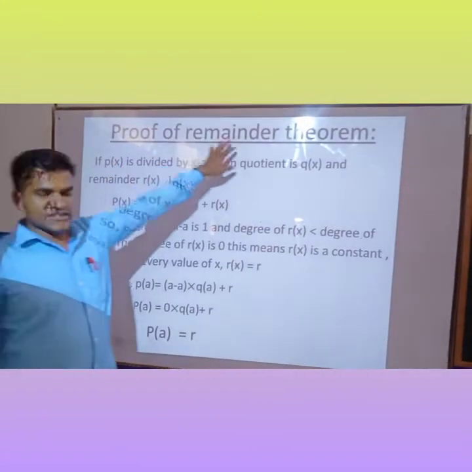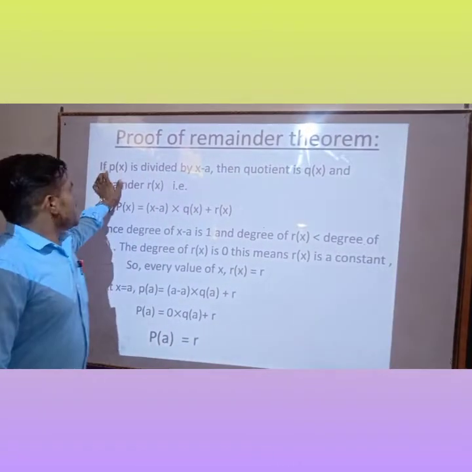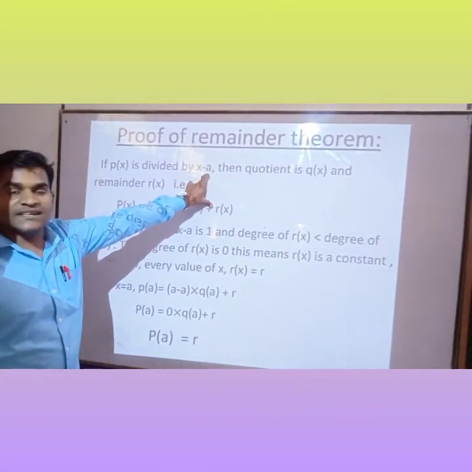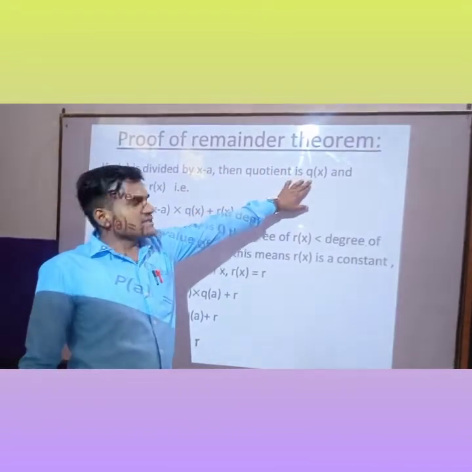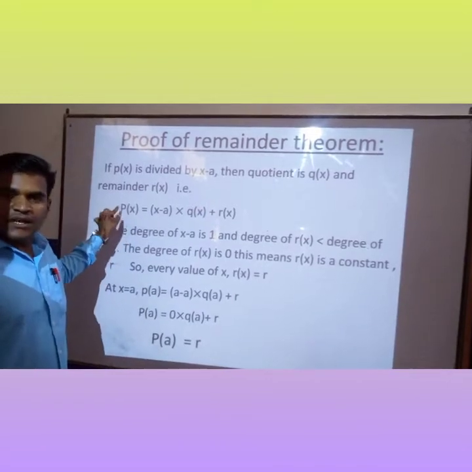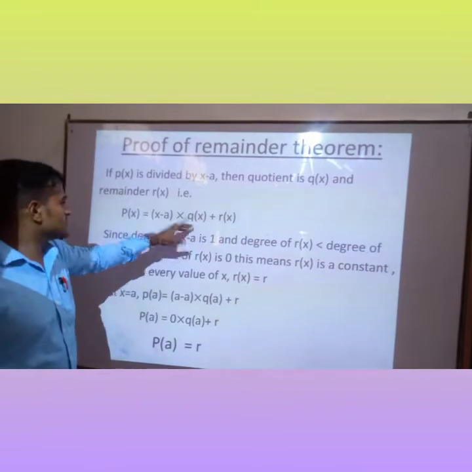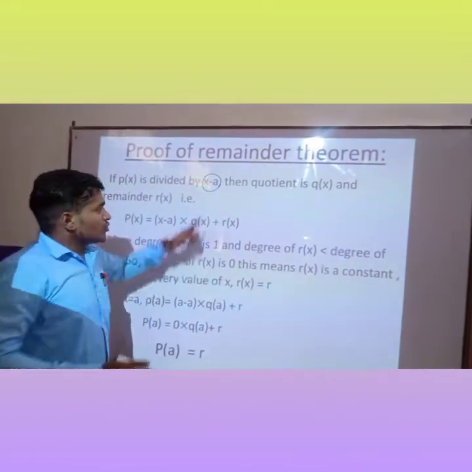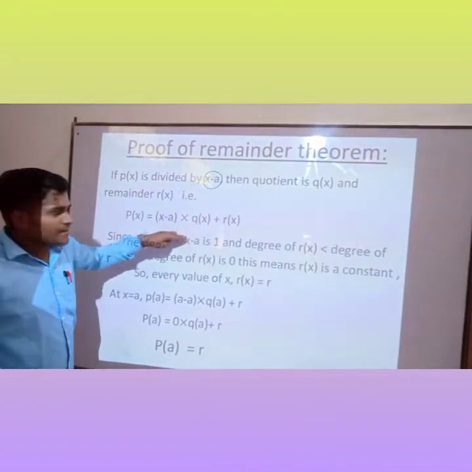Proof of the remainder theorem. If P(x) is divided by x minus a, where x minus a is a linear polynomial, then the quotient is Q(x) and the remainder is R(x). As we know, P(x) is equal to G(x) into Q(x) plus R(x), but here it is divided by x minus a. So what is the divisor? x minus a. So G(x) is replaced by x minus a.